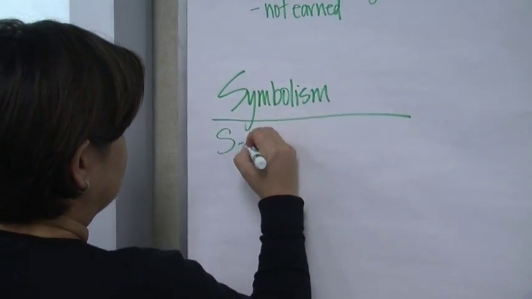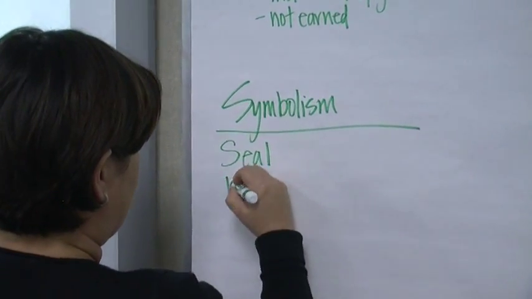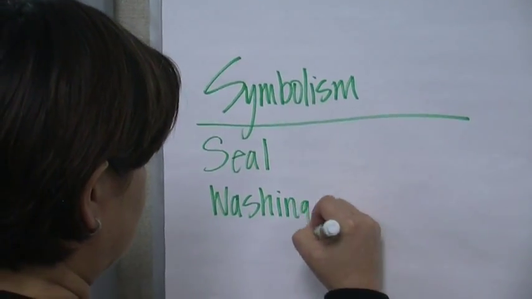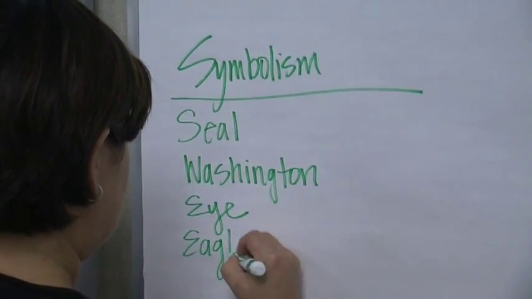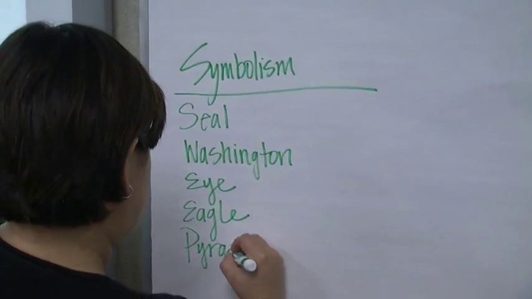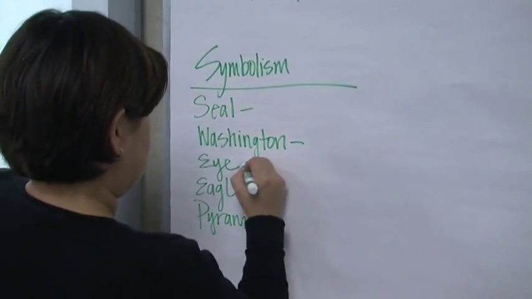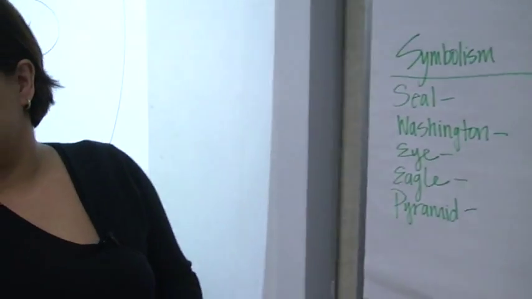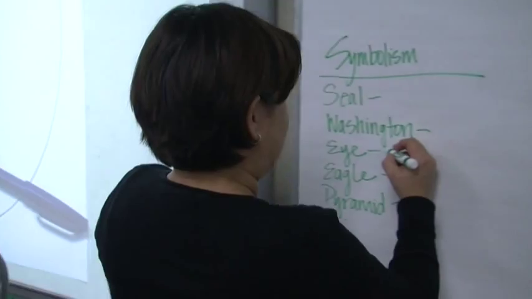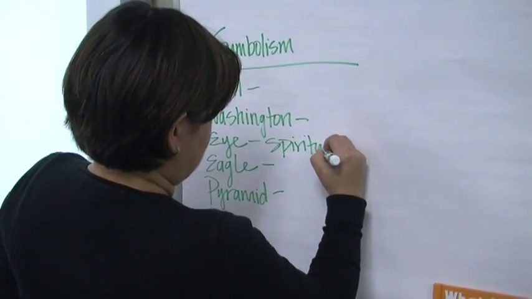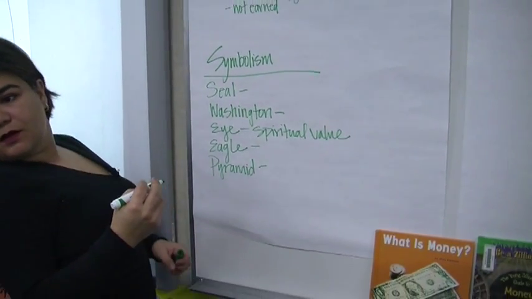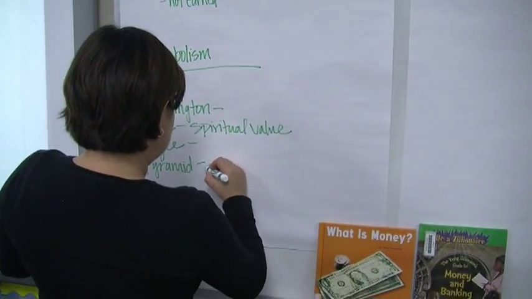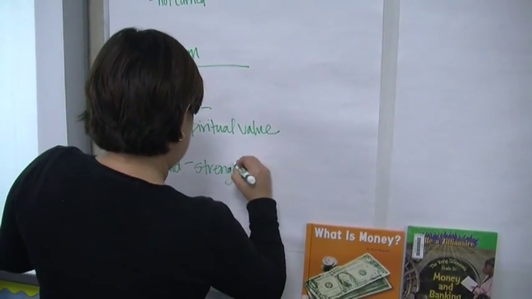We have the seal. We have Washington. The eye. The eagle. And the pyramid. Okay, what does the eye stand for again? Spiritual value. What about the pyramid? Strength and growth.